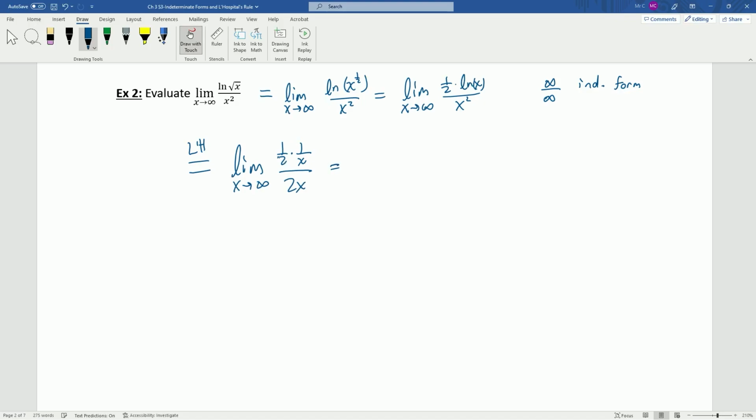Now you might be tempted to think this is in indeterminate form, but our numerator here is approaching 0 and the denominator is approaching infinity, and 0 over infinity is not an indeterminate form. But we can rewrite this a little bit to make it a little easier to evaluate. So 1/2 times 1 over x is 1 over 2x. And instead of dividing by 2x, I'll multiply by the reciprocal. And so this is the limit as x goes to infinity of 1 over 4x squared, which is 0. All right, that's it for that one. Let's go ahead and move on to another example.